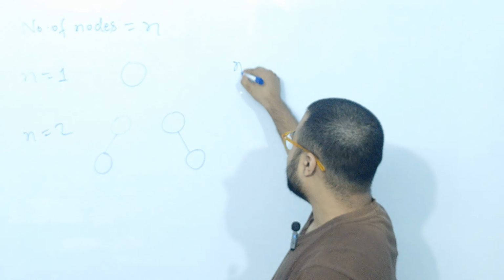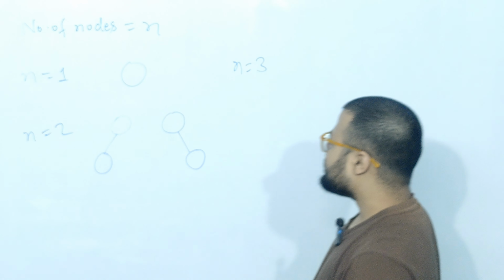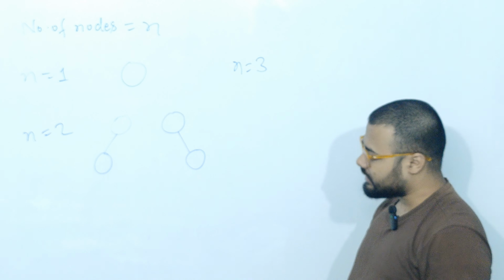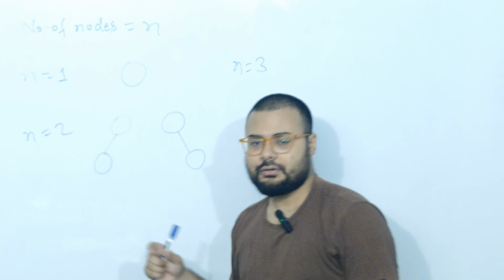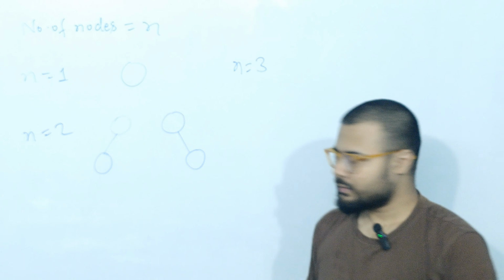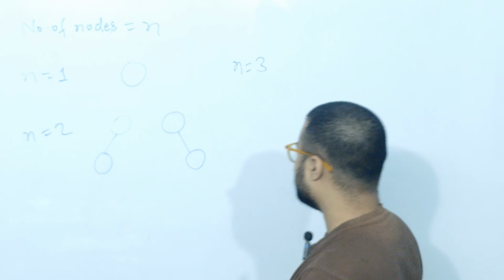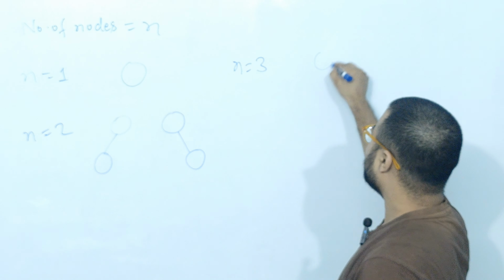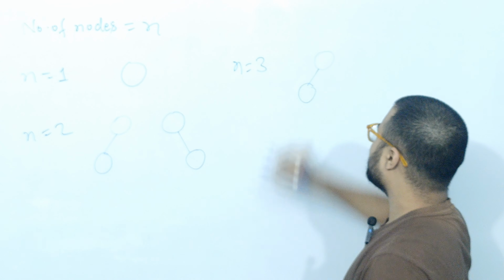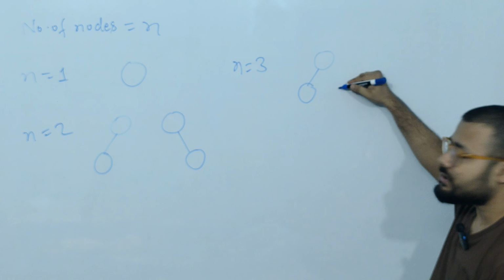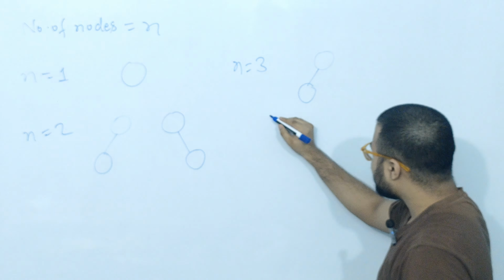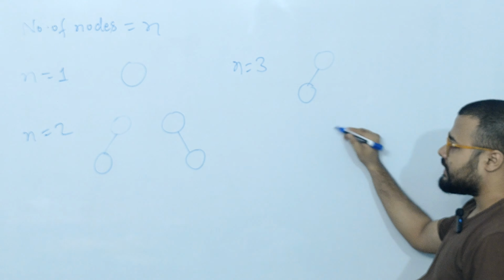For n is equal to 3, okay, you can take any of these two trees and you can add a node to it. So if I look at this as a base tree, then you can add a node, a right child to this, you can add a left child to this, you can add a right child to this.